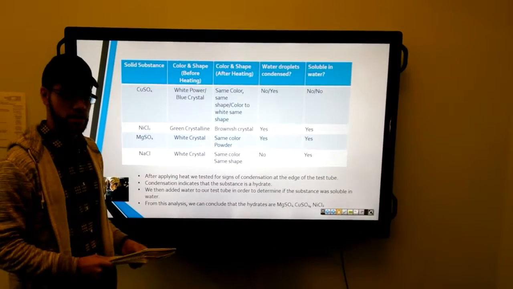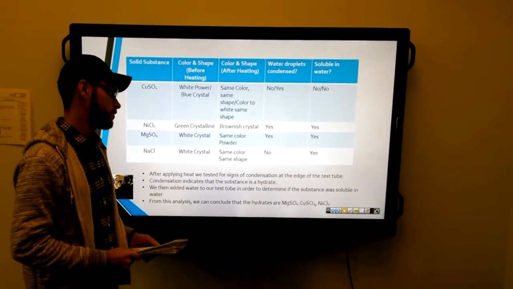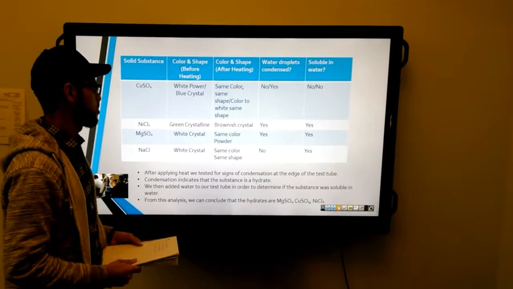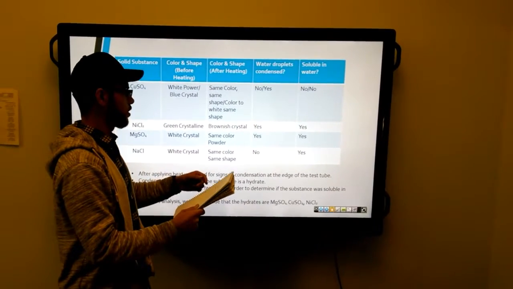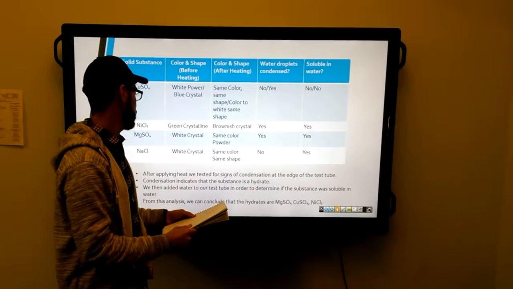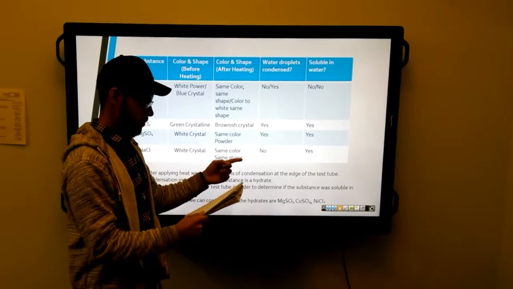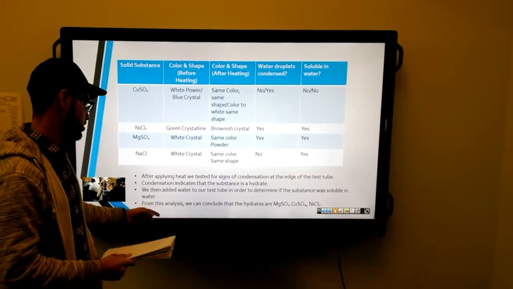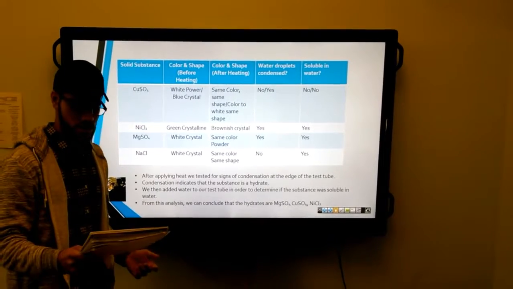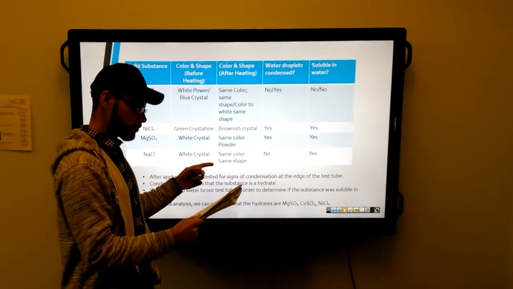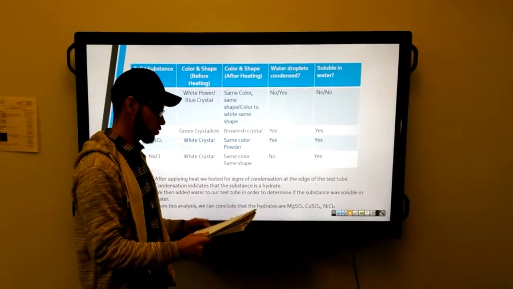Then we added water to our test in order to determine if the substance was soluble in water. And as you can tell, both the hydrate and the regular copper sulfate were not soluble in water, but nickel chloride, magnesium sulfate, and sodium chloride were soluble in water. From this analysis, we can conclude that the hydrates are nickel chloride, magnesium sulfate, and sodium chloride.